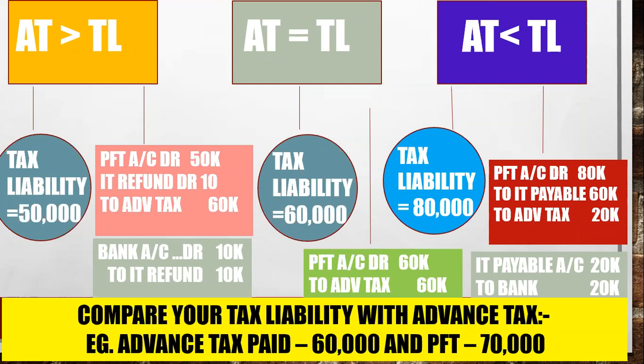Is it making sense to you? Yes, ma'am. Okay, so just rectify with this. PFT account debit 80,000 and you have paid advance tax 60,000. So the remaining 20,000 you now have to pay. So just pass the book entry to income tax payable 20,000. After that, in the second entry you have to pay: income tax payable account 20,000 is debited to bank account. Clear that? Does anyone have any doubt in this? No, ma'am.